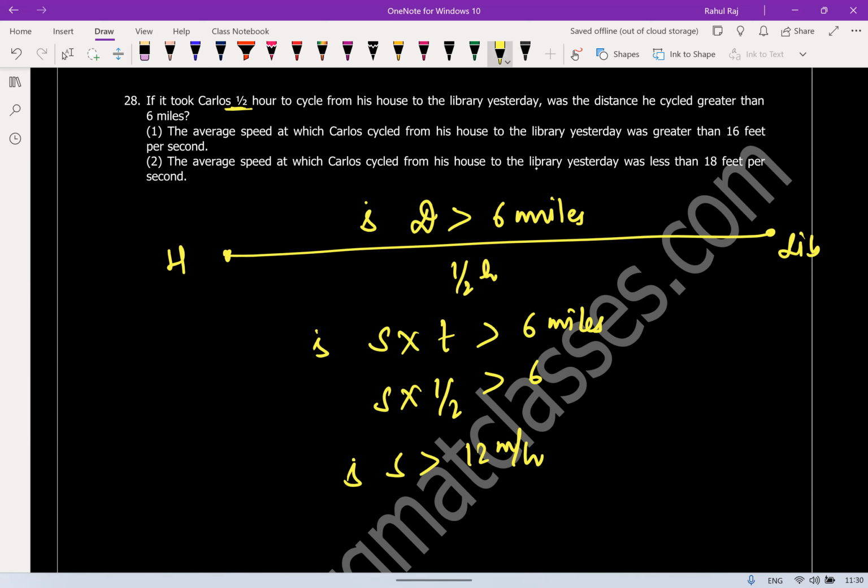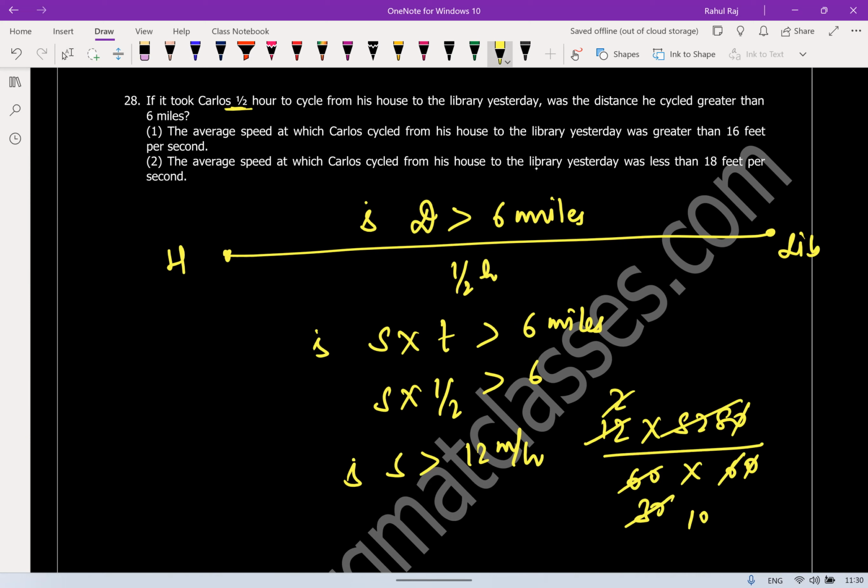So I'll convert 12 miles per hour into feet per second. That is 12 into 1 mile, which is 5280 feet, by hours to seconds, 60 into 60. That's it. This 0 cancels. That is 17.6 feet per second.